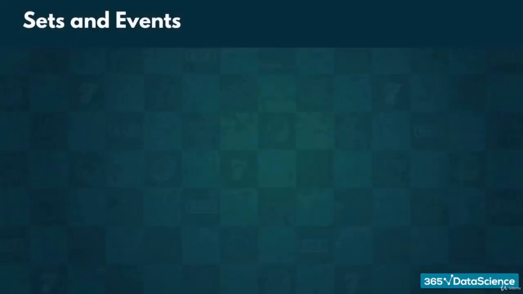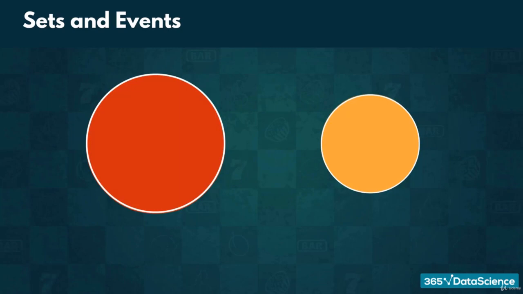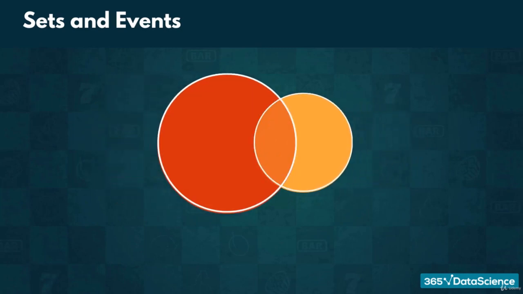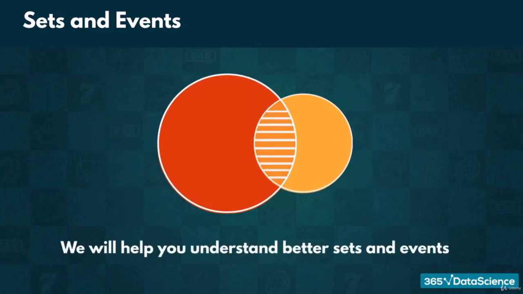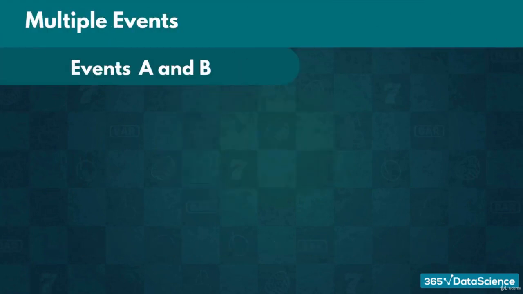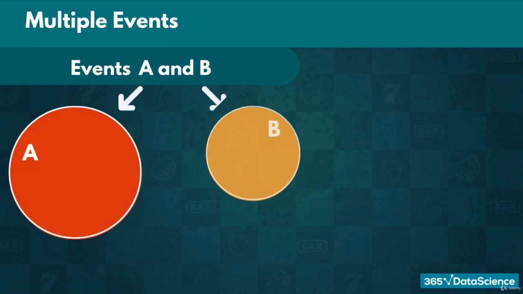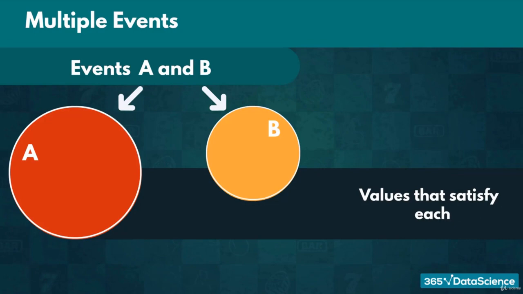Hello folks. In this video, we are going to focus on visual aids and graphs to help you better understand sets and events. Take events A and B, for example. We express the set of values that satisfy each of them as circles. One for A and another one for B. Any element that is part of either set will be represented by a point in the appropriate circle.